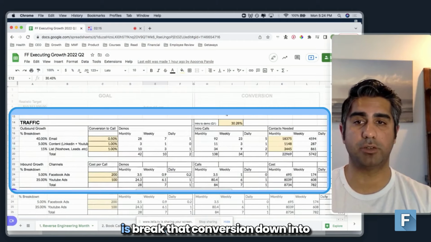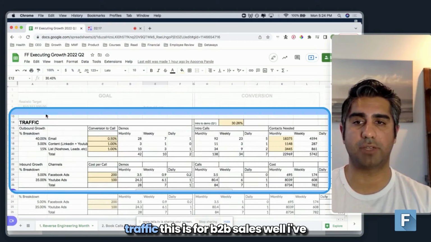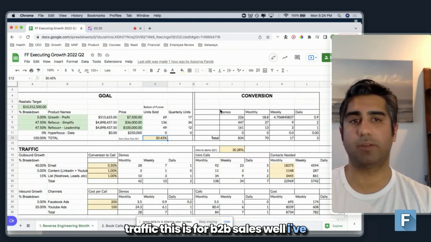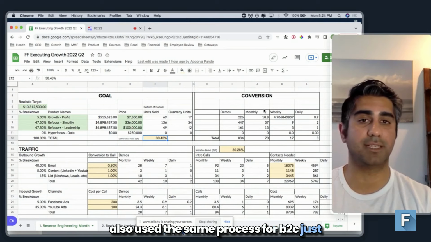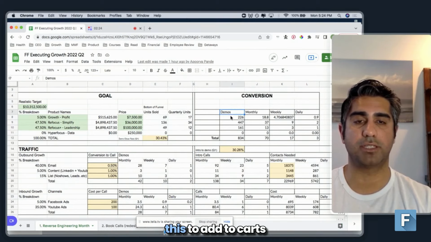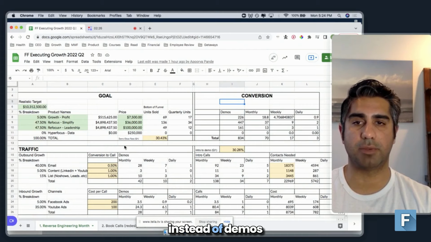Okay, so next what you're going to do is break that conversion down into traffic. This is for B2B sales. I've also used the same process for B2C, just so you guys know. And you just want to change this to add to carts instead of demos.